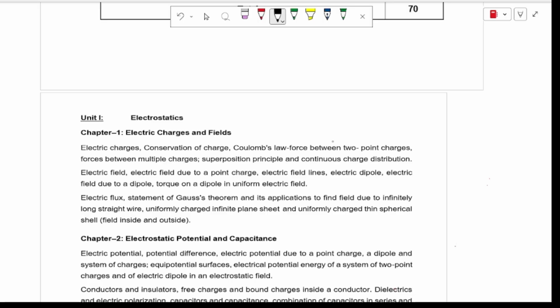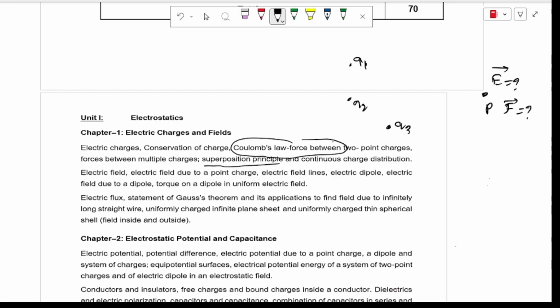By Coulomb's law, the force between two charges. And then if there is more than one charge, suppose this is Q1, this is Q2, this is Q3, what is the expression of electric field at this point P? Or what is the expression of force due to this combination of Q1, Q2, Q3 charges? This will be considered the superposition principle.